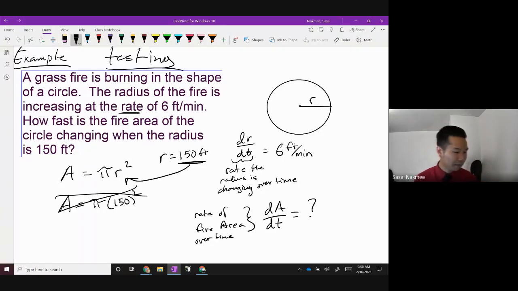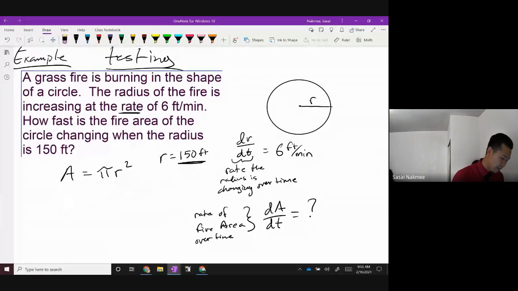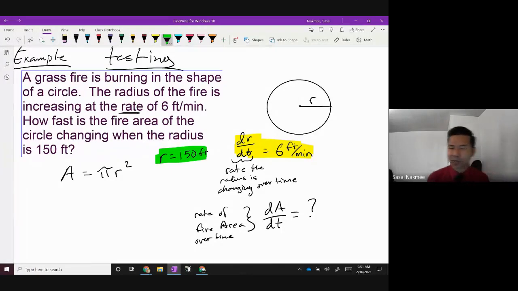Now, I want to go ahead and erase this right here. We're not supposed to plug that in there, right? But we do have these pieces of information. We're told the rate at which the radius is changing. We're also told what the radius is at a specific time. Now, I need to find out what dA/dt is equal to. Well, here's the thing. I have an equation with the A there, with the area right there.